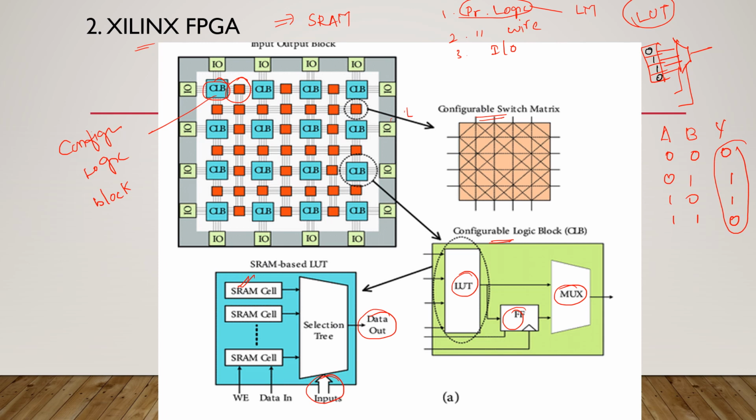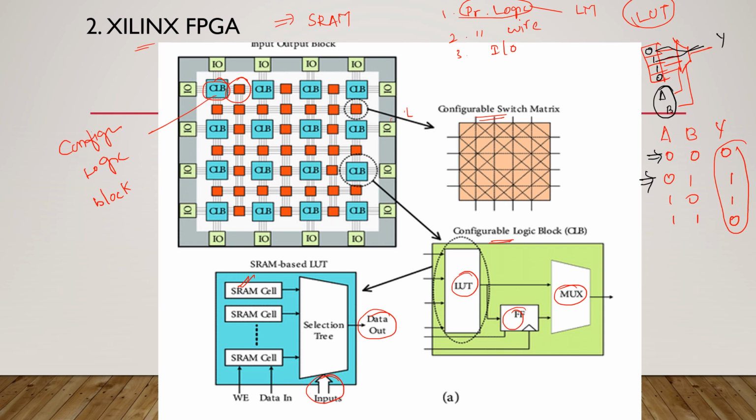The input signals A and B both act as control signals. If my control signal is 00, the first 0 will be connected at the output side. If my control signal is 01, this 1 will be connected to the output. For 10, the third SRAM cell provides the data at the output, and for the 11 condition, the fourth SRAM cell provides the output. So this is the way we can program this LUT for any kind of function, and this is the XOR operation.